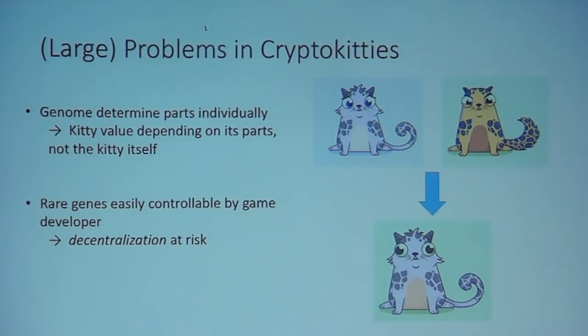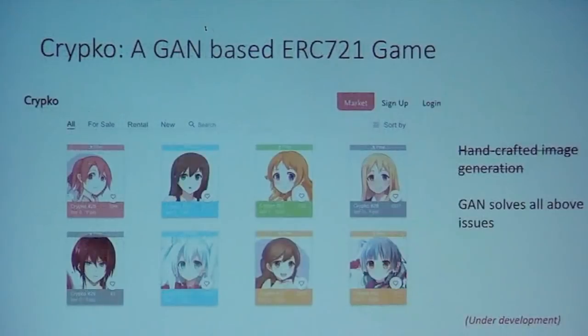Also, rare gene distribution can be easily controlled by the game provider. This might break the principle of decentralization in crypto games. However, we find that GAN is the perfect solution to this. Replacing the genome-to-image decoding procedure with a GAN solves all the above issues. This motivated us to build Crypto, a GAN-based ERC-721 token.